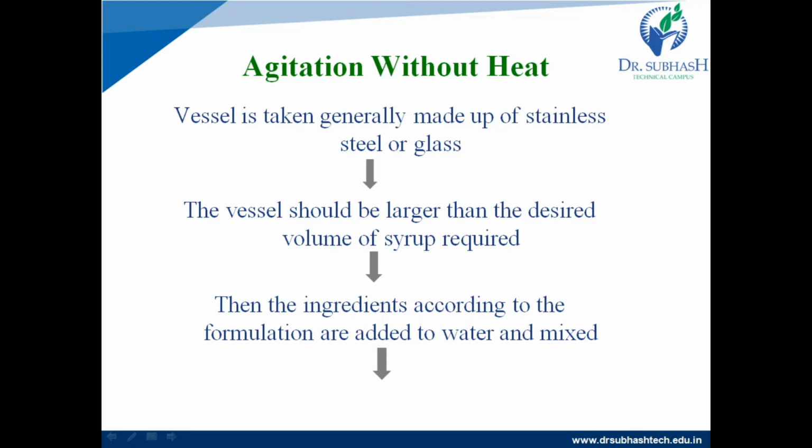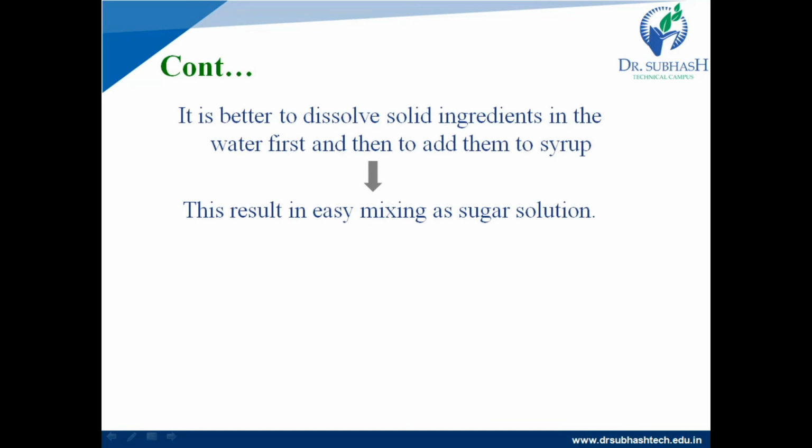In next step, the vessel should be larger than the desired volume of syrup which is required. And next step is the ingredients according to formulation are added to the water and mixed thoroughly. So first of all, take a stainless steel vessel. After that, add all the excipients or ingredients into the water and mix thoroughly. It is better to dissolve the solid ingredients in the water first and then add them into the syrup. This results in easy mixing and prepares a sugar solution.